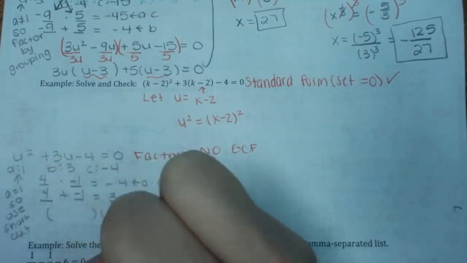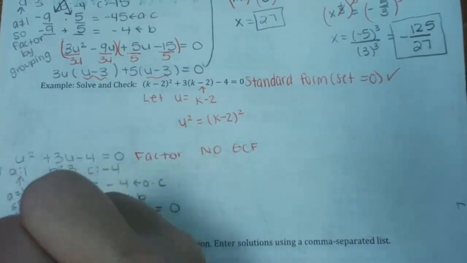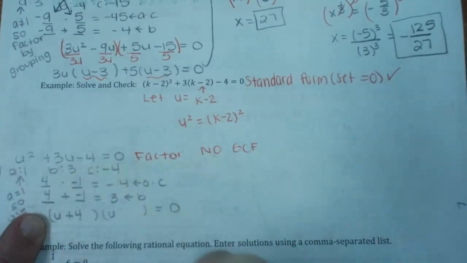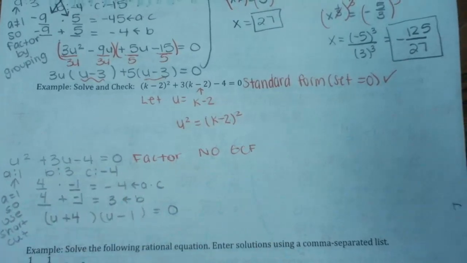Our shortcut says we can go straight to our two factors, set equal to 0. The variable we're using is u. The numbers in our blank are positive 4, so that factors u plus 4. The other number in my blank is negative 1, so that factors u minus 1.